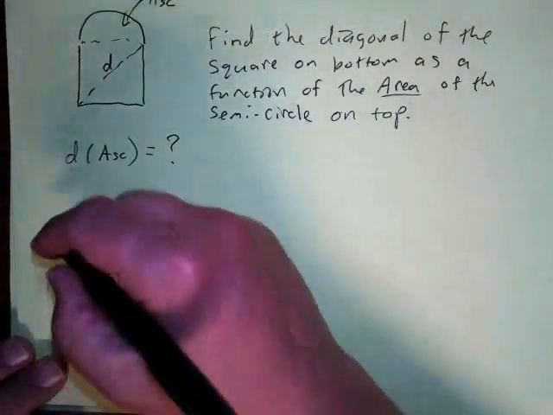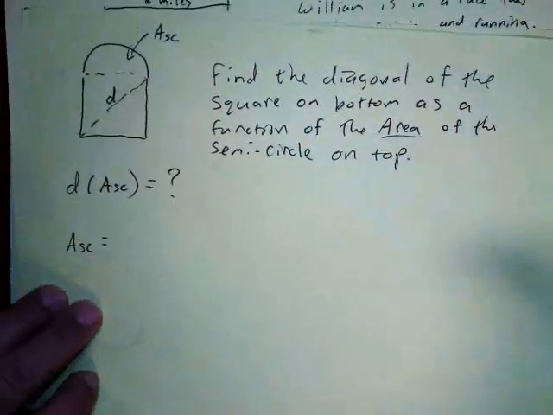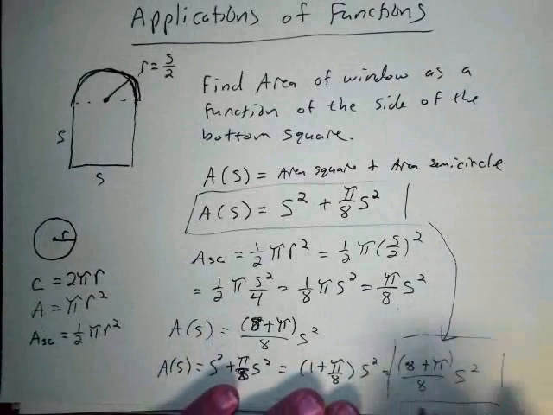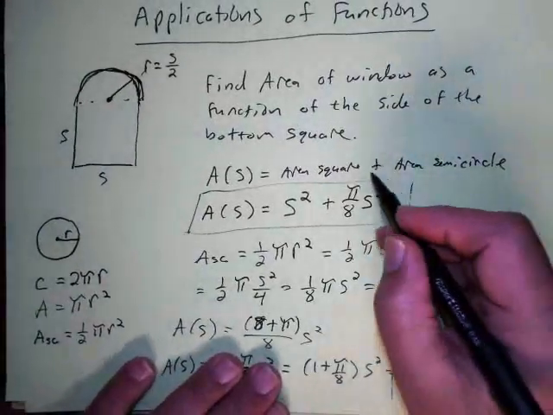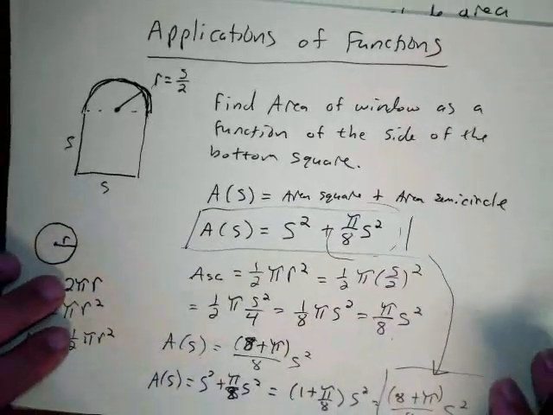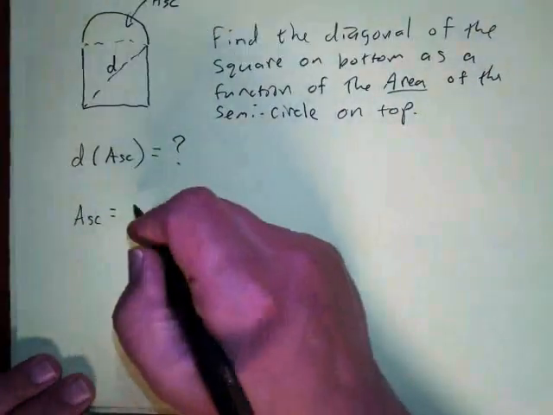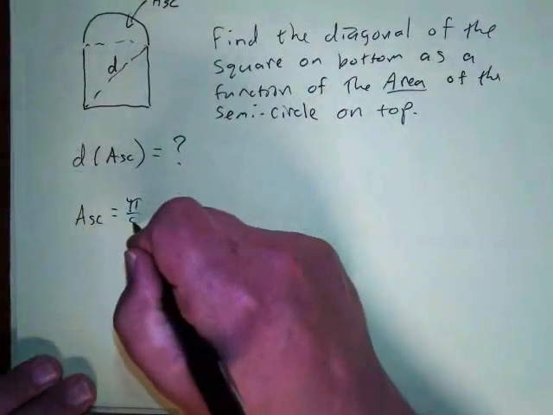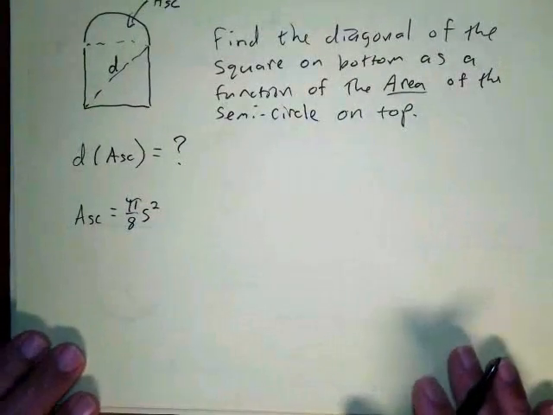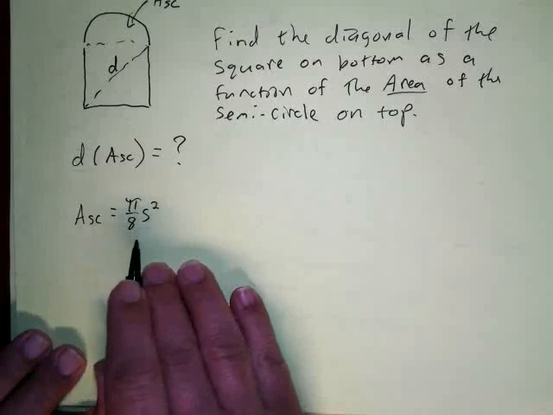Well, let's first write the area of the semicircle here, because we've done some work already, I think, that's going to help us. So if you notice, here's the area of the semicircle in terms of s squared. So it's pi over 8 times s squared, right? So let's go ahead and use that. And we figured that out. So that would be the area of the semicircle in terms of s, okay?